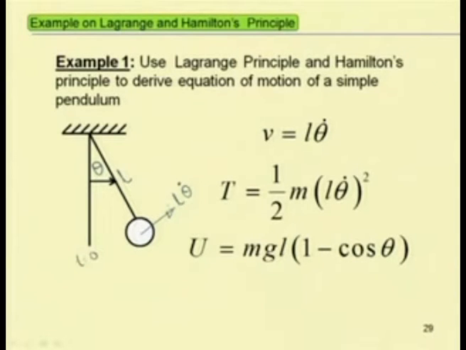Kinetic energy equals half mass into velocity square. So velocity equals L theta dot, so it will be half m (L theta dot) square.